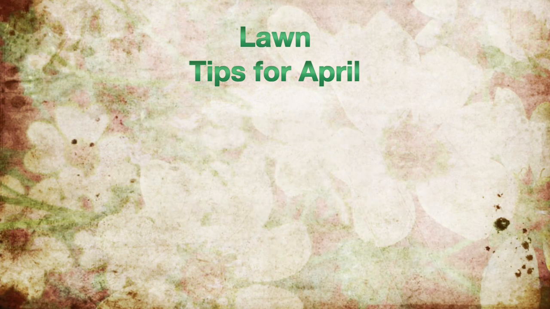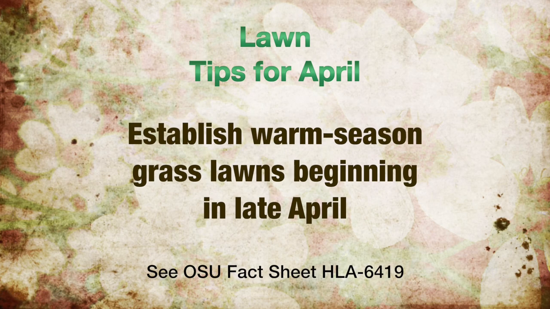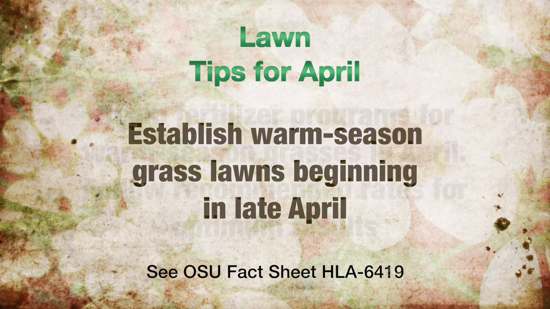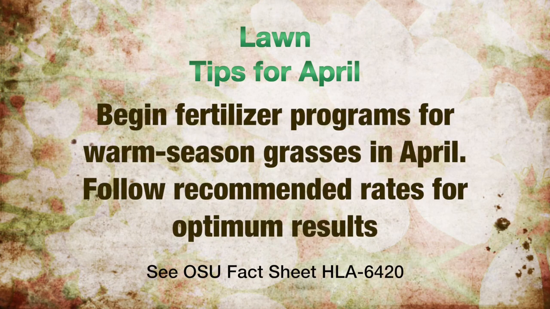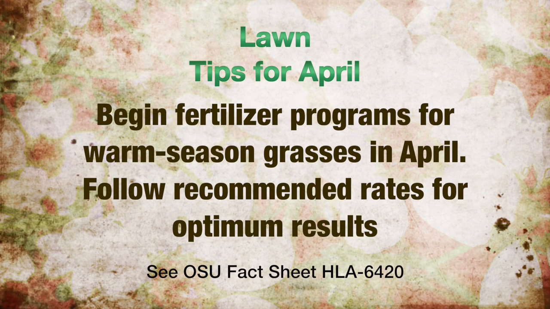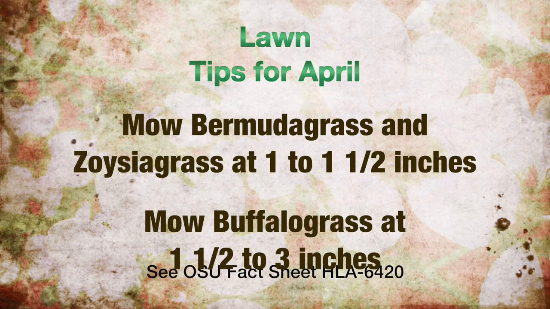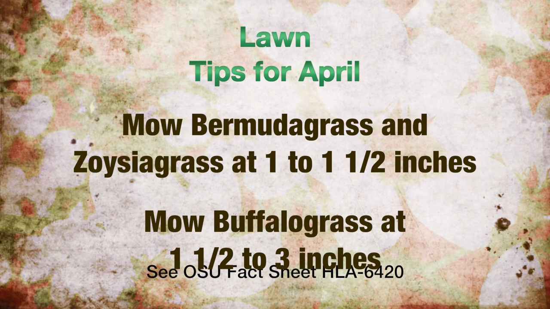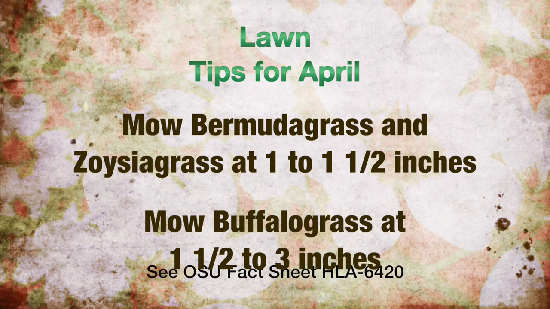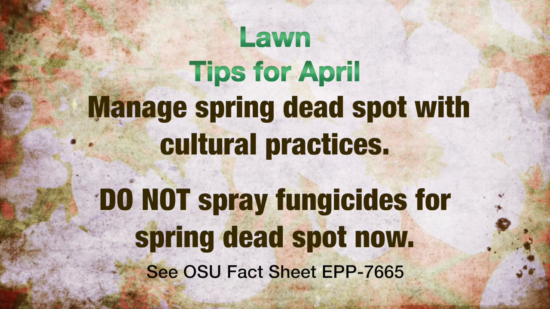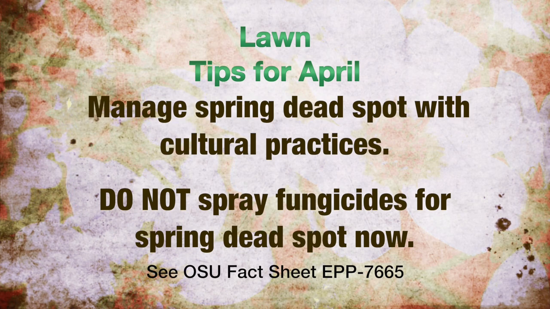Lawn tips for April are: warm season grass lawns can be established beginning late April from sprigs, plugs, or sod. Fertilizer programs can begin for warm season grasses in April. Mowing of warm season lawns can begin now. Cutting height for Bermuda and Zoysia should be 1 to 1.5 inches high and buffalo grass 1.5 to 3 inches high. Damage from spring dead spot disease becomes visible in Bermuda grass.